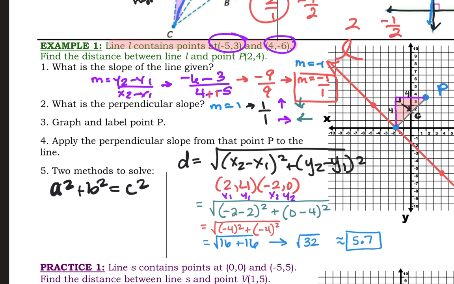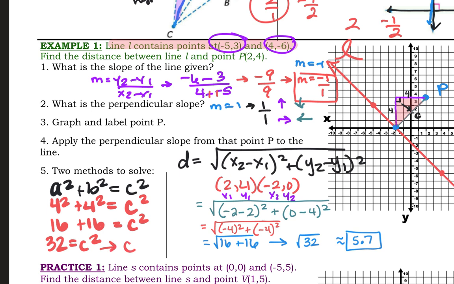So C is the one missing. A and B can be interchanged. 4 squared plus 4 squared. We already did the squares. What are they? 16 plus 16. And we already decided 16 plus 16 is 32. So C is the square root of 32. And that's exactly what we had with the distance formula. Okay? But for some reason, the hardest part is making the triangle. Once you've made the triangle, you're fine. It's just making the triangle.